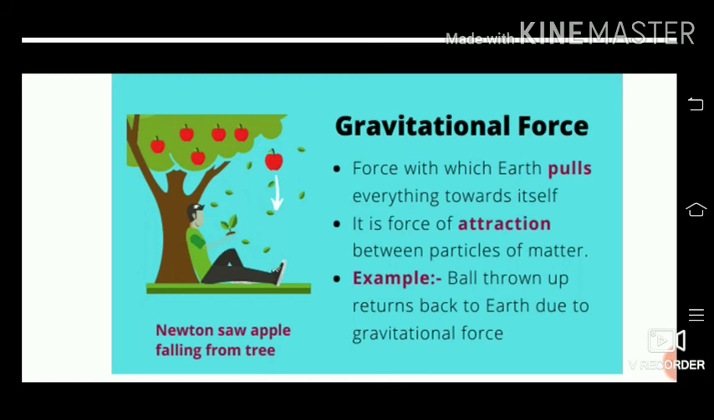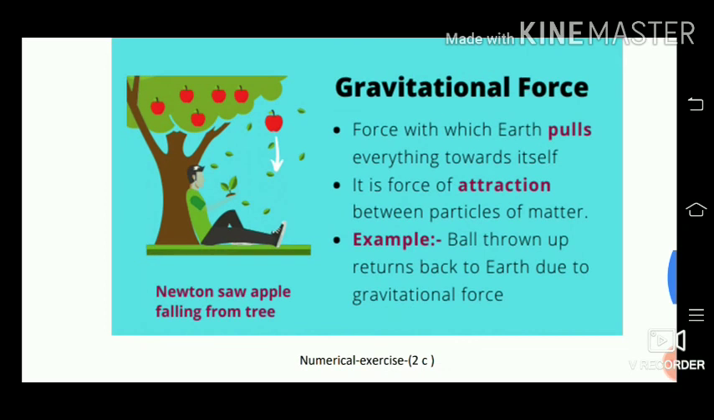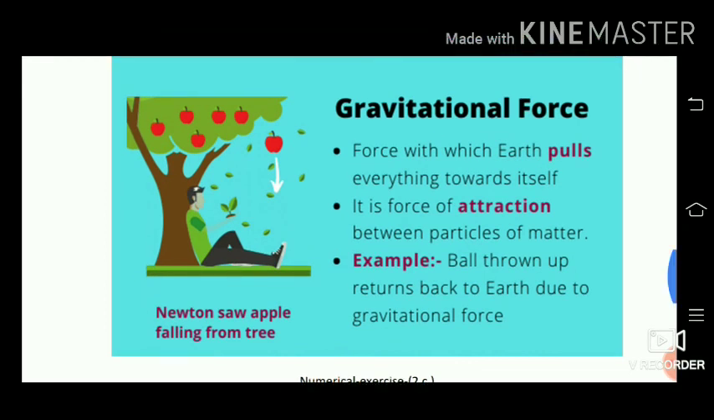Now moving to the second point, the magnitude of non-contact force on the two bodies depends on the distance of separation between them. It decreases with the increase in separation and increases as the separation decreases, because force is inversely proportional to the square of the distance of separation.